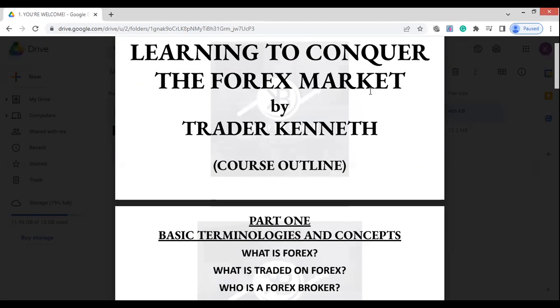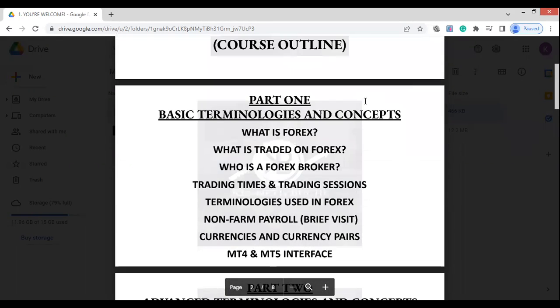The first part of this course is going to be seeing us going into the basics. We are starting with what we call the basic technologies and concepts. In the basic technologies and concepts, you're going to be learning what Forex is. After that, you learn what is traded on Forex, and you learn what a Forex broker is, trading times and trading sessions, technologies used in Forex, and then we'll visit briefly what we call the non-farm payroll.